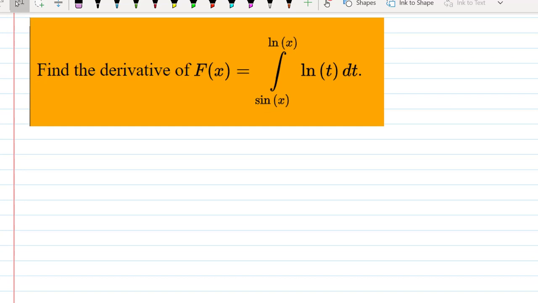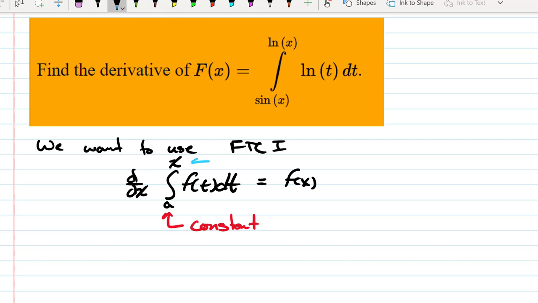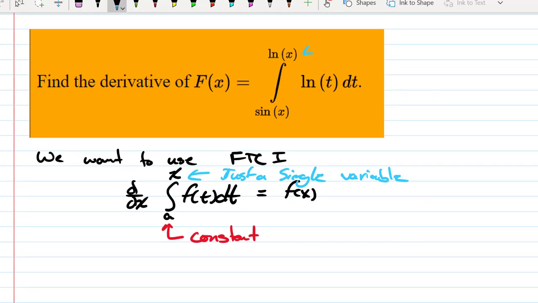So if we wanted to find the derivative of this, we want to use the fundamental theorem of calculus part 1, which says that the derivative of the integral from a constant to x of f of t dt is equal to f of x. But we don't have that. First thing we notice, our lower limit of integration isn't a constant, and our upper limit of integration isn't just x. So it's not just f of x, it's f of something. So in our case, we have composition.